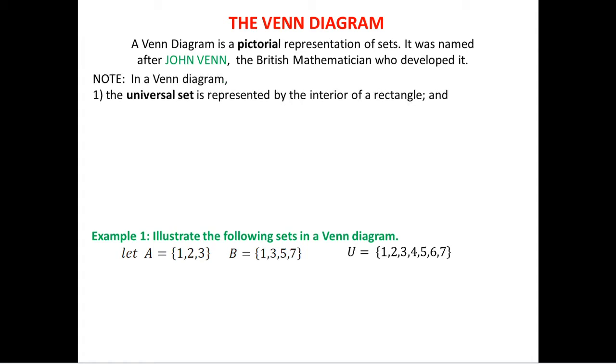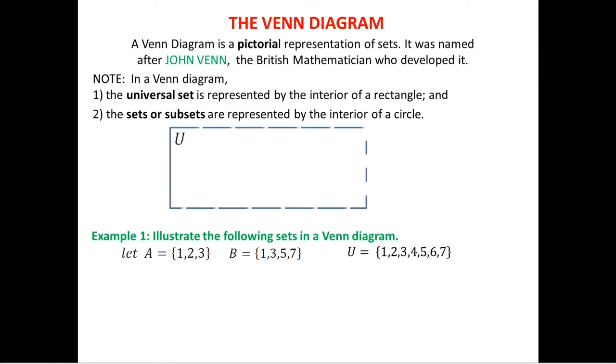So in a Venn diagram, the universal set is represented by the interior of a rectangle, and the sets or subsets are represented by the interior of a circle. So this is how we draw a Venn diagram. We draw a rectangle and we mark inside U, or our universal set. So everything inside the rectangle are part of the universal set. And then we draw our sets represented by circles.